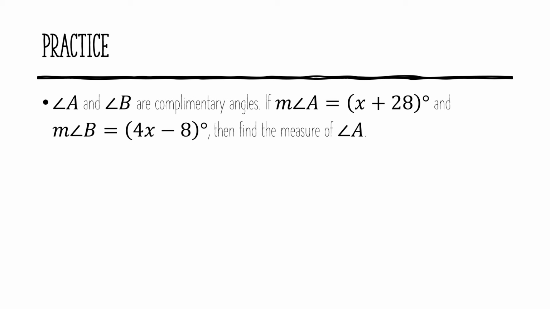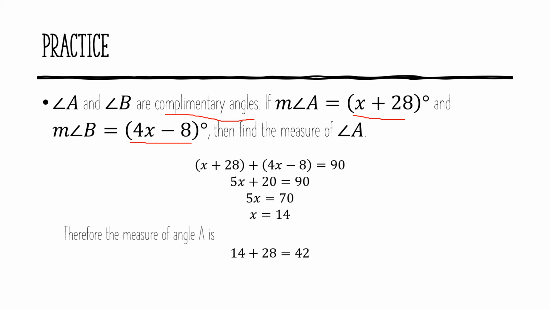Okay, so we know these are complementary and complementary angles add to 90, so we're going to take these two values, x plus 28 and 4x minus 8, add them together and set it equal to 90. So that's what we have here. x plus 28 plus 4x minus 8 equals 90. Then we just need to do some simplifying. Notice both of the expressions are on the same side, so I'm going to combine like terms here. x and 4x give me 5x, 28 and negative 8 give me 20. Then I'm going to subtract 20 from 90 to give me 70, and then divide by 5 gives me 14.